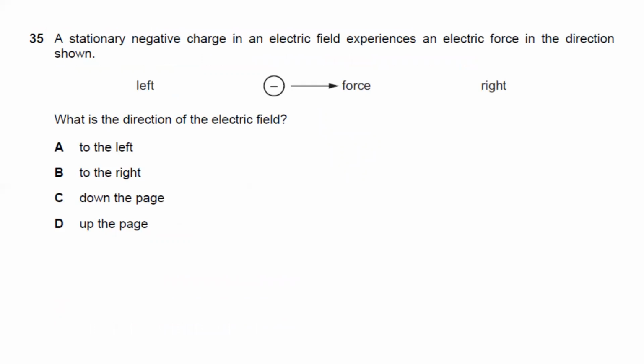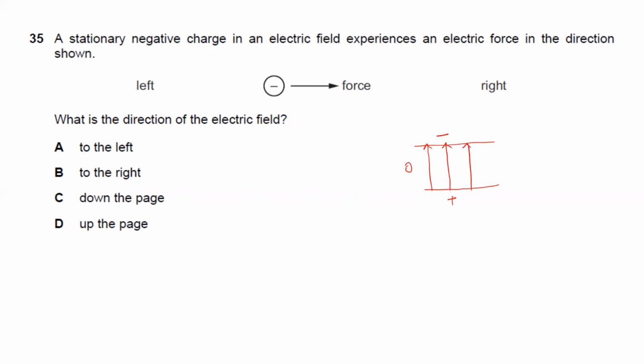Then question number 35. It says a stationary negative charge in an electric field experiences an electric force in the direction shown. So this is the force that is shown, left to right. What is the direction of the electric field? Remember, if we have two charged plates, this is the positively charged plate and this is the negative charged plate, the electric field is from positive to negative.